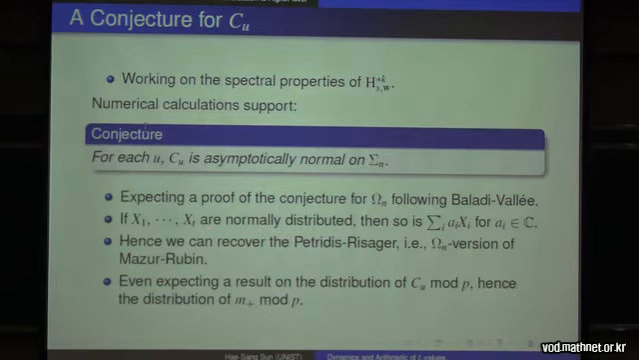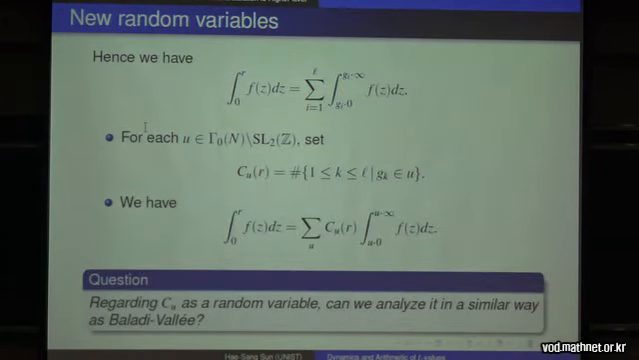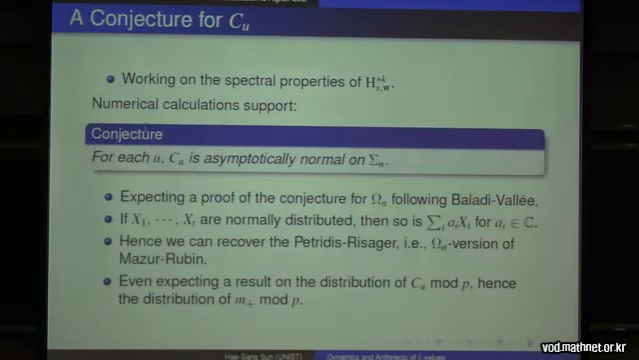And you see, if x1 and xt are normally distributed random variables, then the linear combination of them is also normally distributed for some fixed number. So that means using this conjecture, we can recover the Petrich and Risager, because Petrich Risager is about the distribution of this number, but this number is actually a linear combination of these asymptotically normally distributed random variables. So once we verify that this is asymptotically normally distributed, that means so is this number. So basically, when you prove this, then we can recover the Petridis-Risager result.